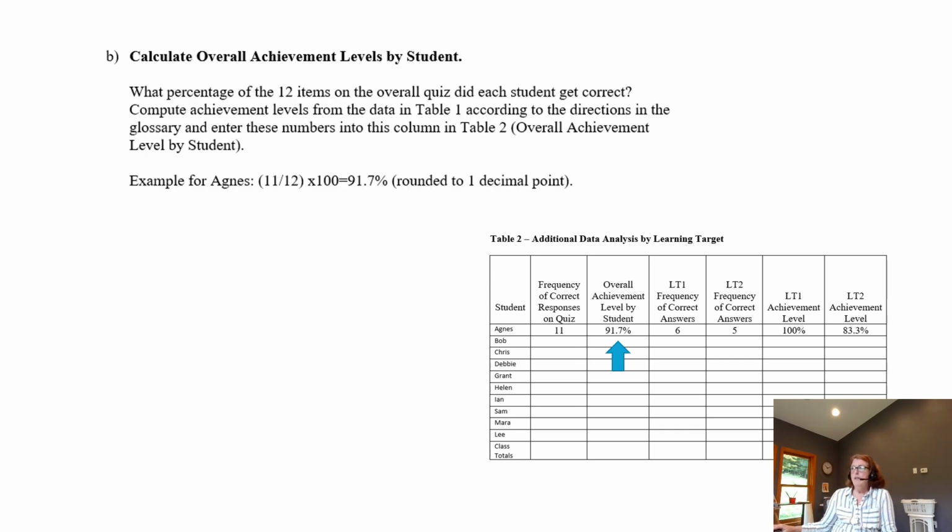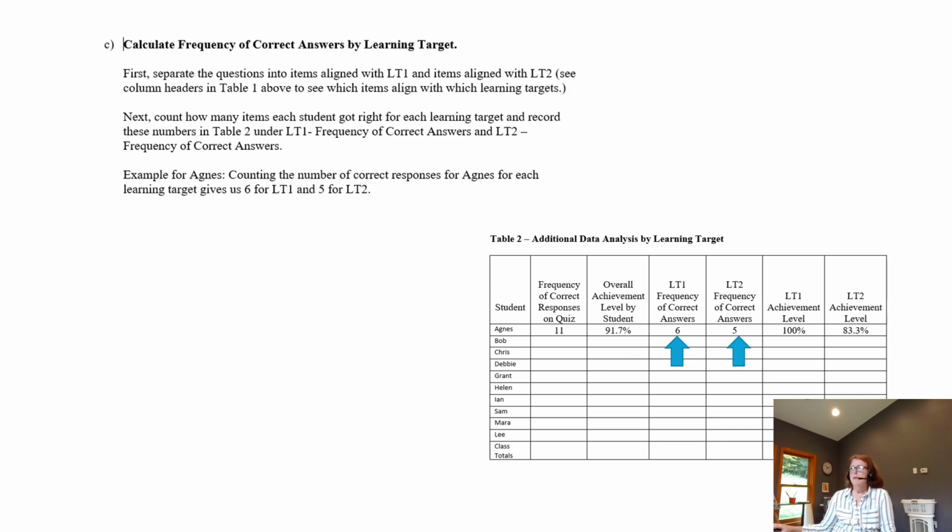And then you're going to calculate what percentage is correct out of 12. So if it was 12 out of 12, it would be 100%. 11 out of 12 is 91.7%. You can do the math for other numbers and put that in the second column.